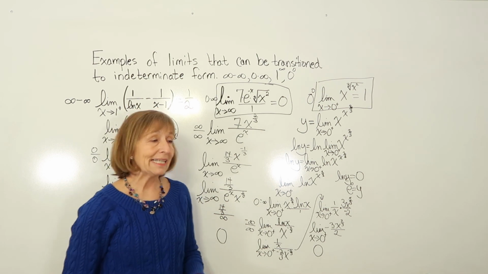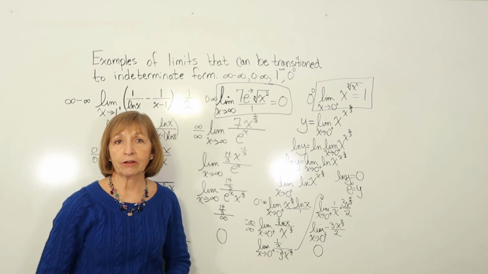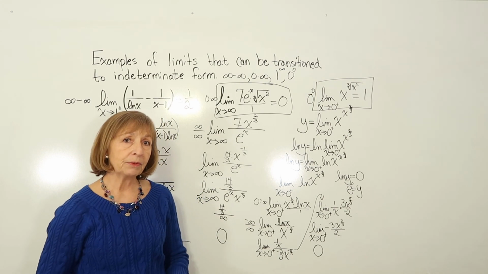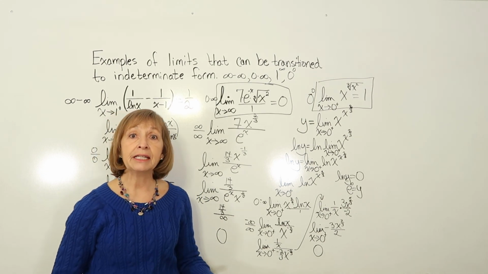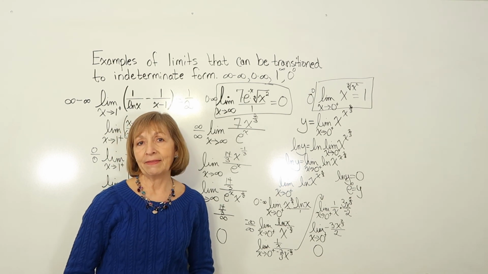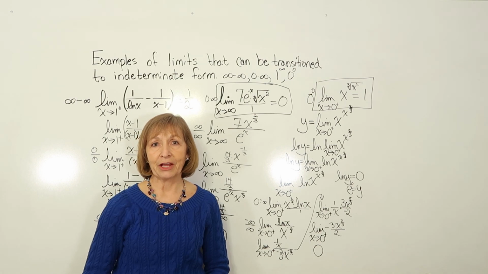So hopefully these examples helped you get a little stronger foundation to find limits of expressions that when you rewrite them actually transition into equivalent expressions of indeterminate form, and then you can use L'Hopital's rule to finish out and find the limit.